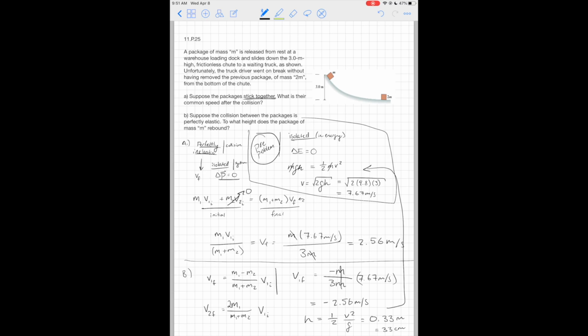So I like this problem because it gives a sense of a perfectly elastic collision. What about a perfectly inelastic collision? A perfectly elastic collision. So I like this problem a lot, and it incorporates some energy concepts into it.